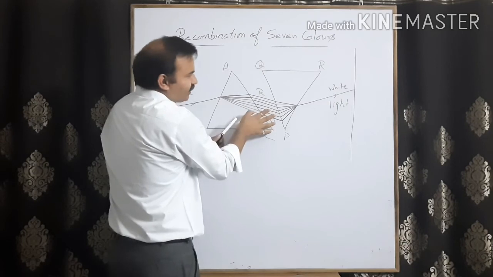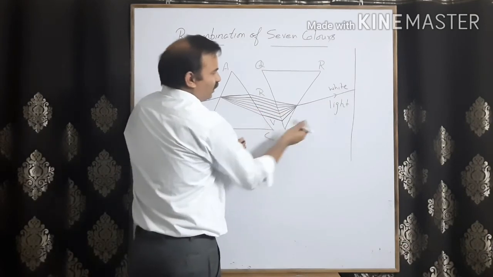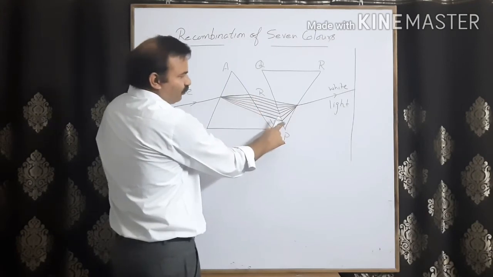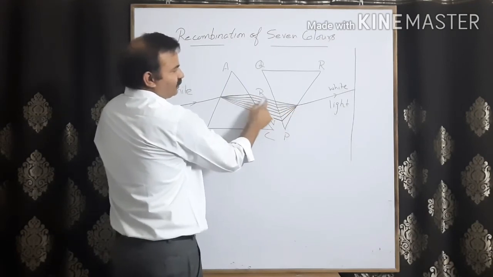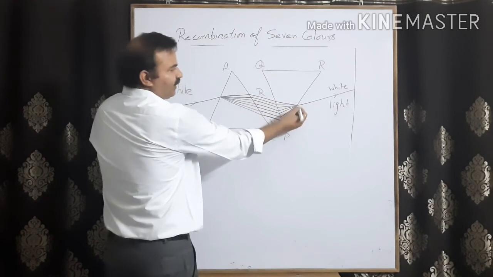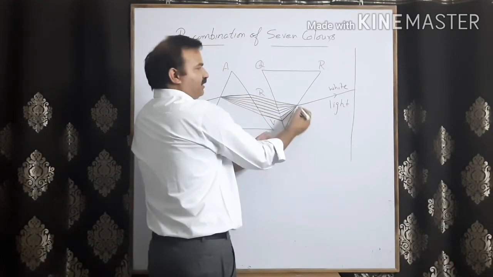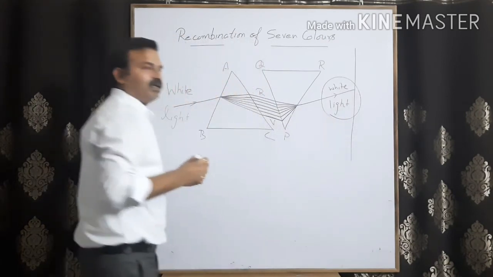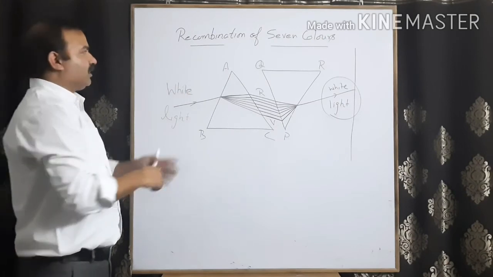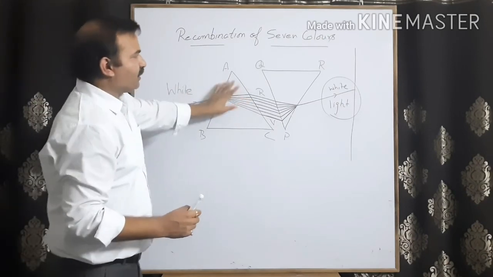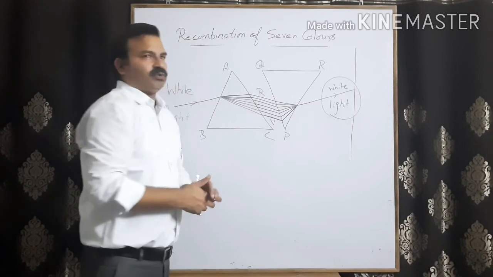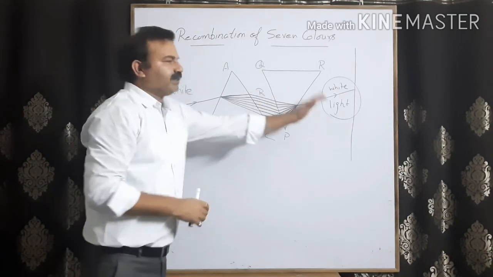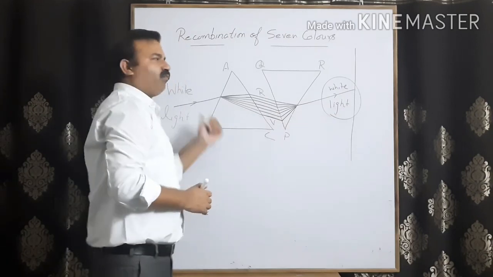Fine. And as a result, all the 7 colors will meet at one point, because again the violet will deviate most and the red will deviate least. So they all will meet at one point, and when the light passes out through the other prism, again we get white light. Please remember, these are the 2 prisms and both are kept opposite to each other. If we place them opposite to each other, then only we will get white light again.